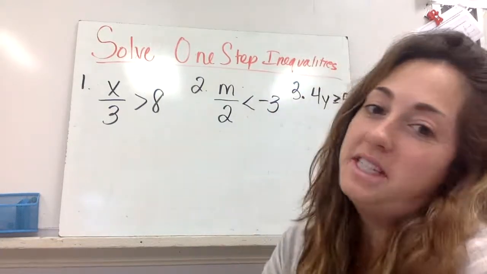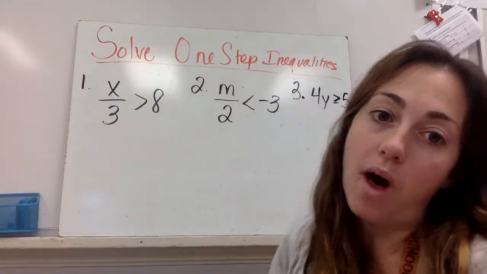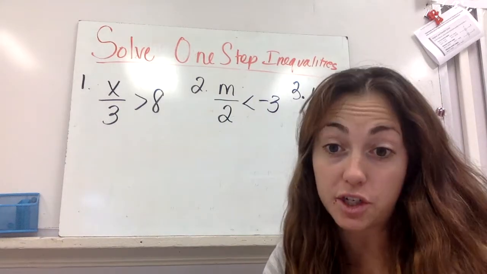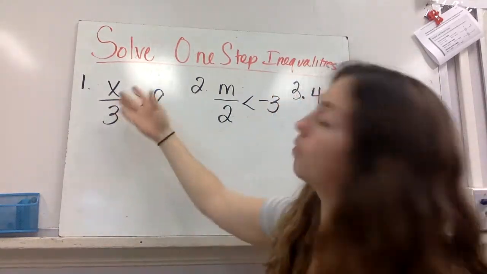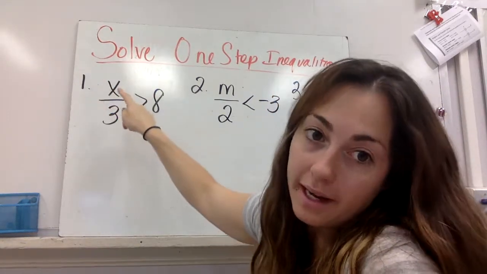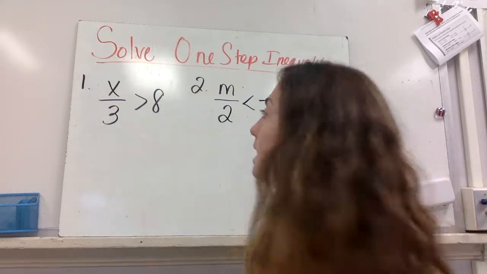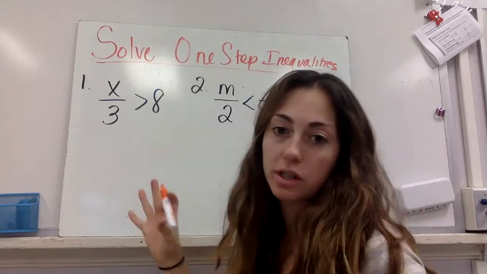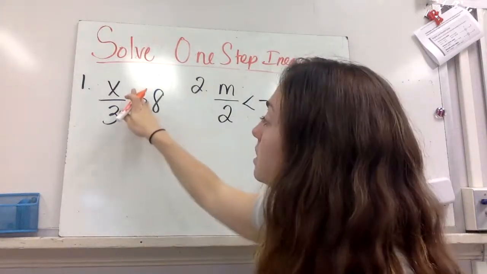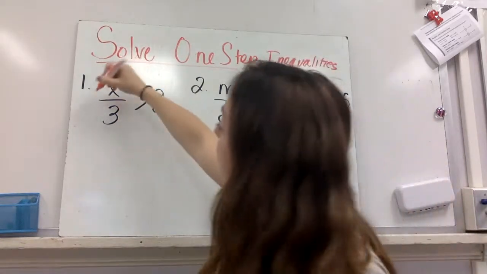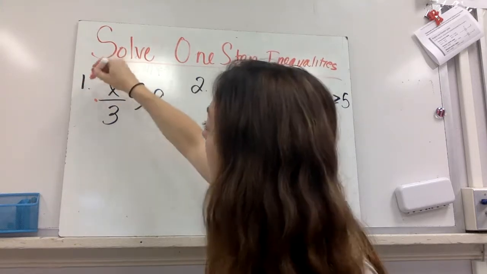All right, so we are continuing on with solving one-step inequalities, but now we're working with multiplication and division. So if you're looking here at number 1, I have x divided by 3 is greater than 8. So solving just like an equation, we need to get x alone. The opposite of division is multiplication.